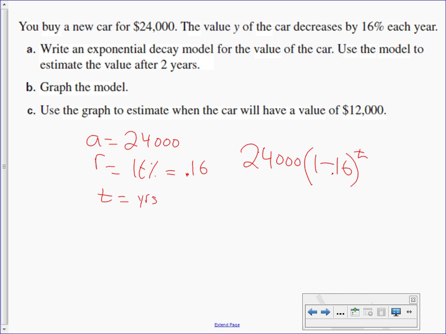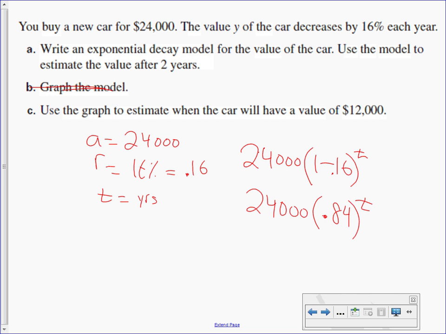Remember how yesterday we had growth rate was 1 plus the rate? That's always going to be 1. If it's growth, you're adding; if it's decay or depreciation, it's subtracting. So here, you go one step further and get 24 grand times 0.84 to the T. And then it said estimate how much it's worth after 2 years, so what are you going to substitute in for T?